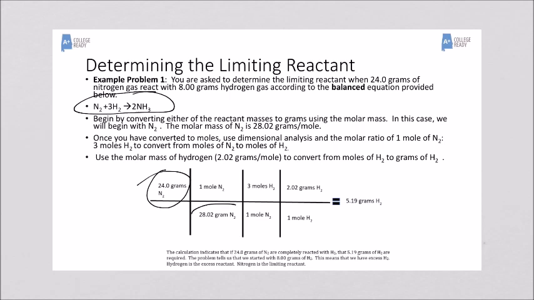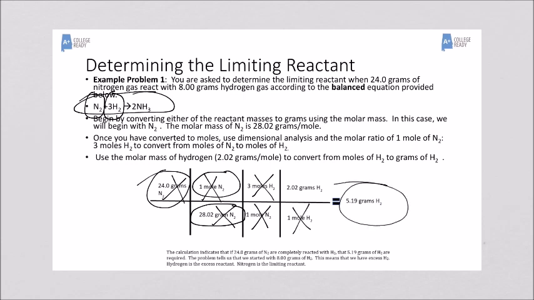Let's use the molar mass of nitrogen to convert from grams of nitrogen to moles of nitrogen, canceling out the grams. Now let's use a mole ratio. For every 3 moles of hydrogen, we need 1 mole of nitrogen. The nitrogen portion of that ratio goes on the bottom so that moles of nitrogen cancel. Hydrogen portion goes on top. Now let's use the molar mass of hydrogen gas, 2.02 grams per mole, to convert from moles of hydrogen to grams of hydrogen. We end up with 5.19 grams of hydrogen.